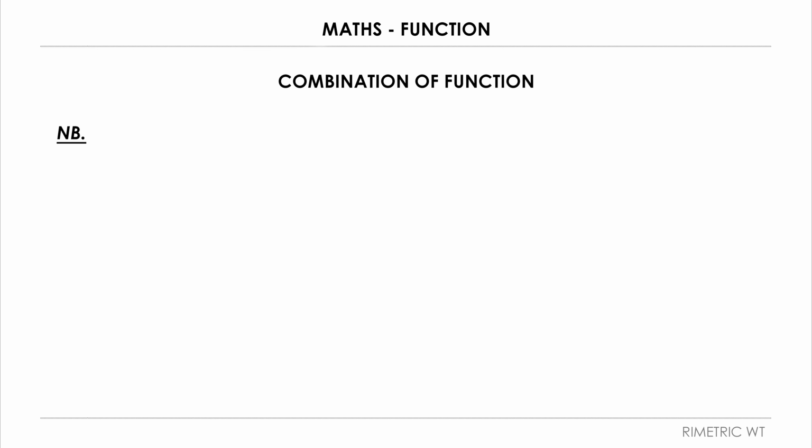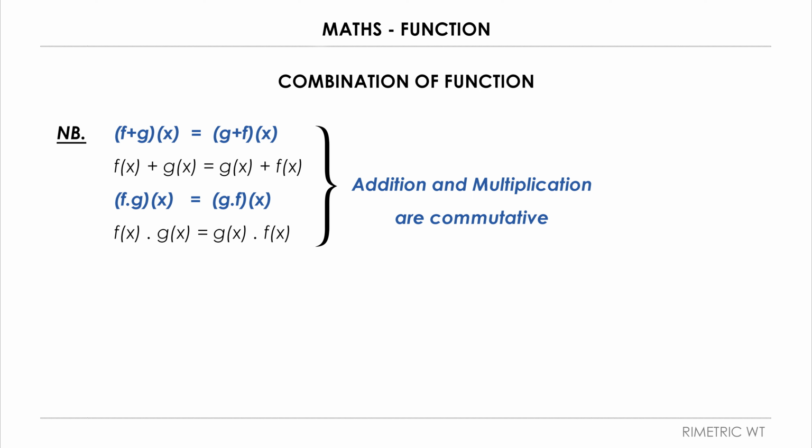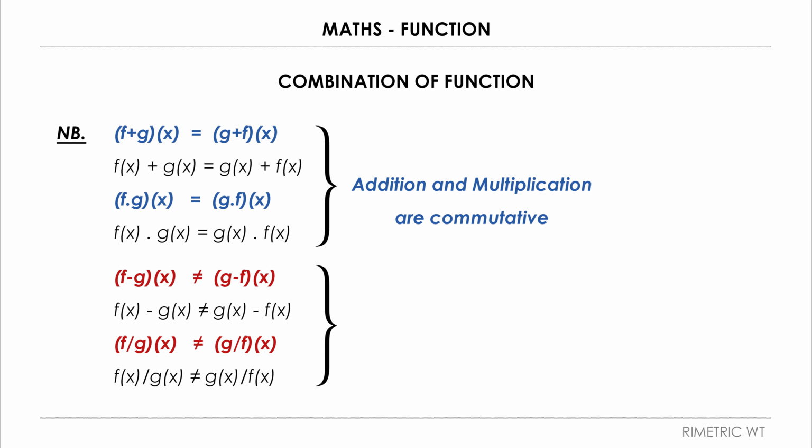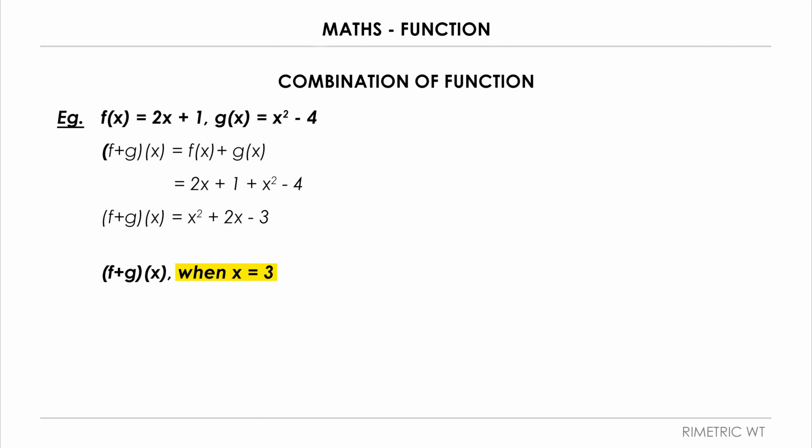What we need to note here is that just like a basic arithmetic operation, addition and multiplication of functions are commutative, but subtraction and division are not. To reinforce this, let's evaluate our sum function at x = 3. We already found the rule for the sum is x² + 2x − 3. So we plug in 3 for x and solve, which results in 3² + 2(3) − 3, which is 9 + 6 − 3, which is 12.